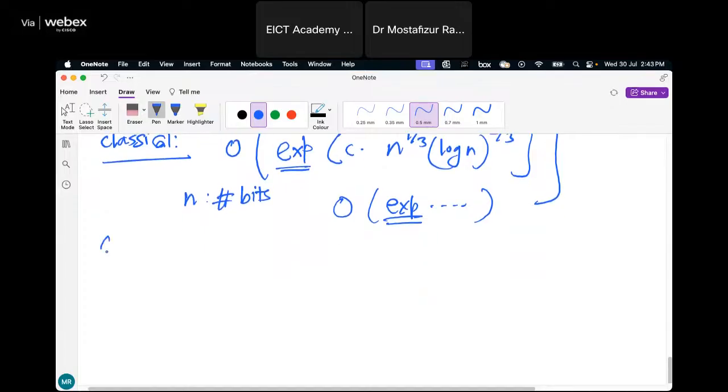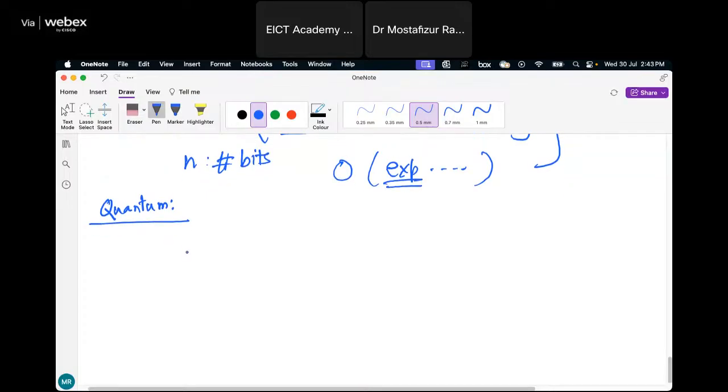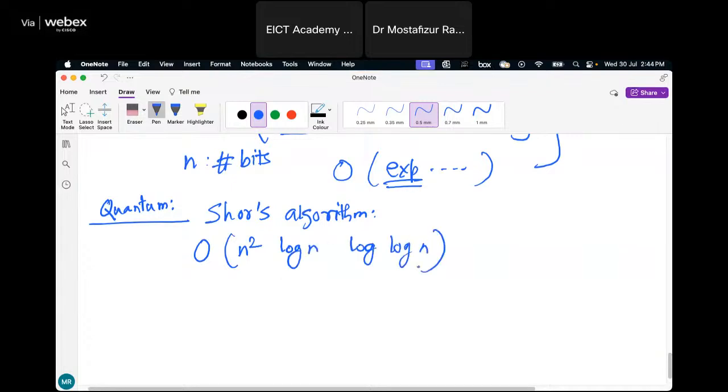Now, the quantum version, I'll derive the algorithm, how it works, okay? But let us try to get the essence. The quantum version is Shor's algorithm, using the quantum Fourier transform or the quantum phase estimation. What is the complexity? The complexity is order of n square log n log log n. So this is the complexity of Shor's algorithm, or the quantum version of the Fourier transform algorithm.